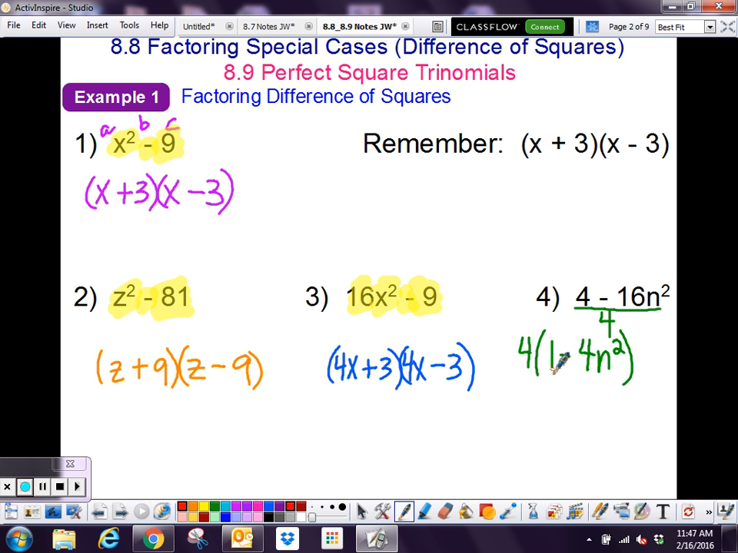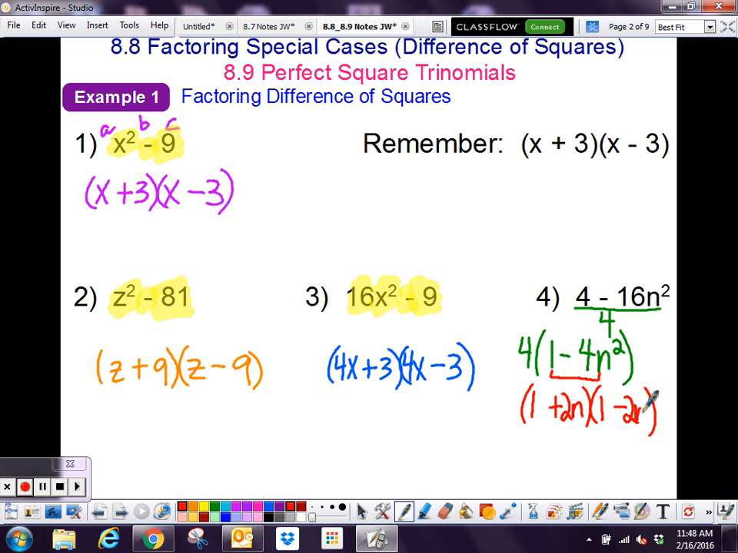Okay, so now I'm going to look at what's left inside. If it is a binomial, which this is, you always want to check to see if it's a difference of squares. If it is, then you can do your shortcut. All right, so this is a perfect square, because 1 is a perfect square. It is a difference. 4 is a perfect square, and n squared is a perfect square. All right, so 1 is plus and 1 is minus. What times itself gets me 1? Okay, well that's just 1. What times itself gets me 4? 2.